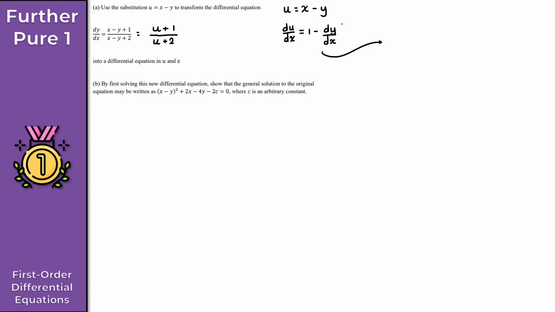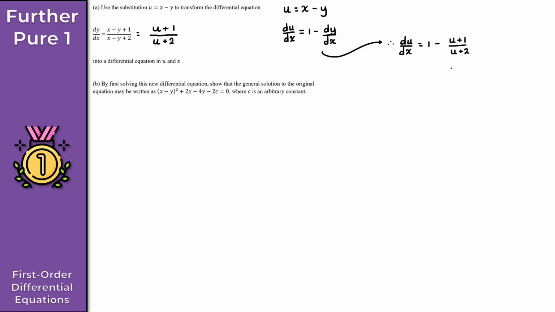So let's substitute for dy by dx here then. In that case, du by dx is equal to 1 minus dy by dx, which is u plus 1 over u plus 2. So u plus 1 all over u plus 2, like so.